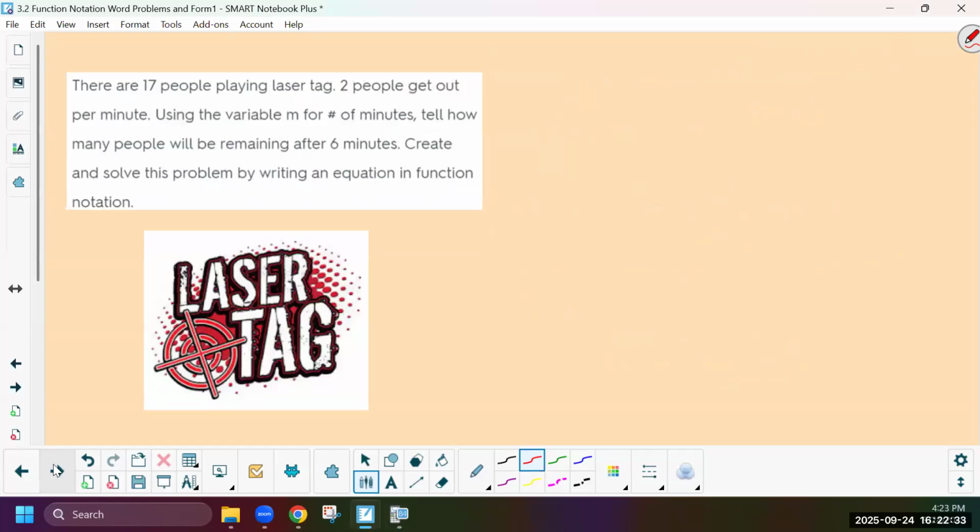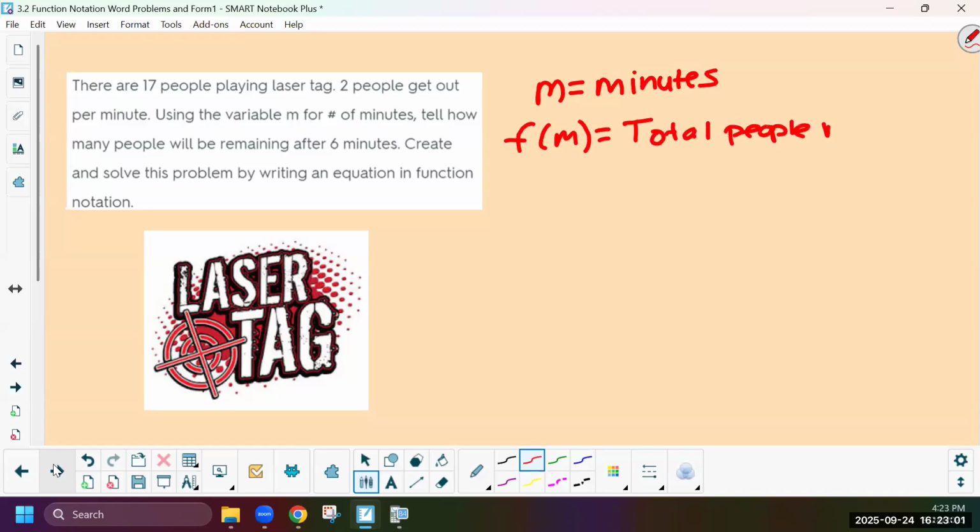All right, let's see this one. There are 17 people playing laser tag. 2 people get out per minute. Use the variable M for number of minutes and tell how many people were remaining after 6 minutes. So they say M is equal to minutes. And so that therefore F of M will be the total remaining people in the game. Remaining in the laser tag. All right, go ahead and pause the video and see if you can try this one.